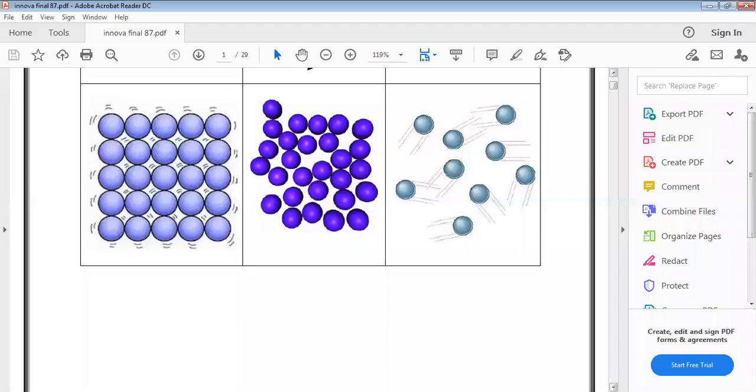The first one is solid, the next one is liquid, and the last one is gas. What do you notice about the particles? The particles of the solid are very close to each other. The particles of the liquid have a little bit of space, small spaces between them. And the last one is the gas, which has large spaces between them.